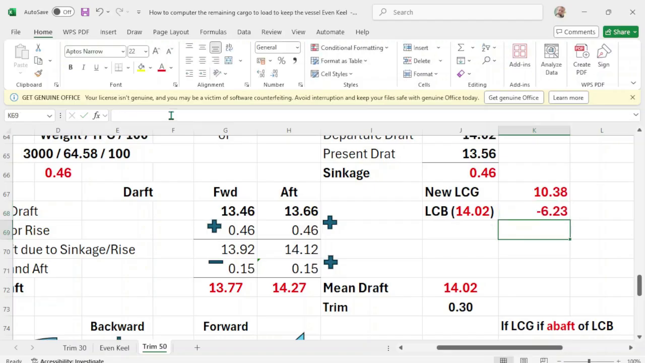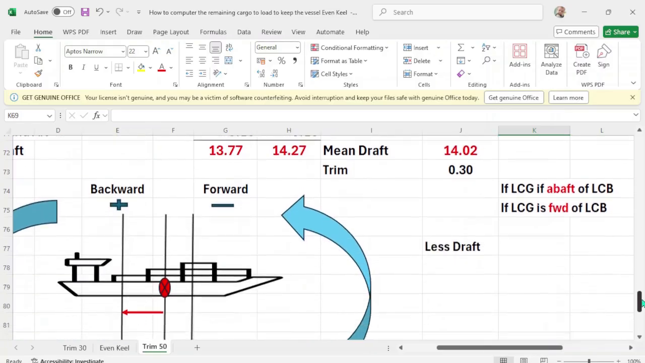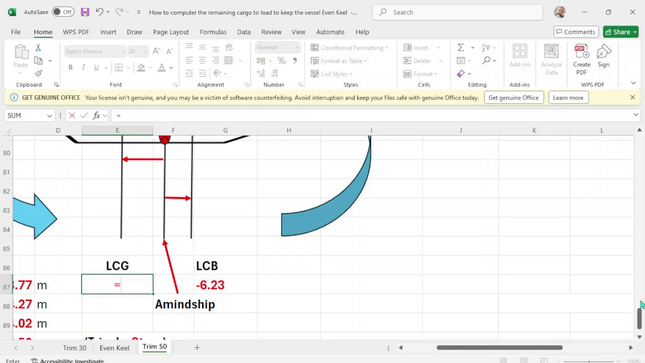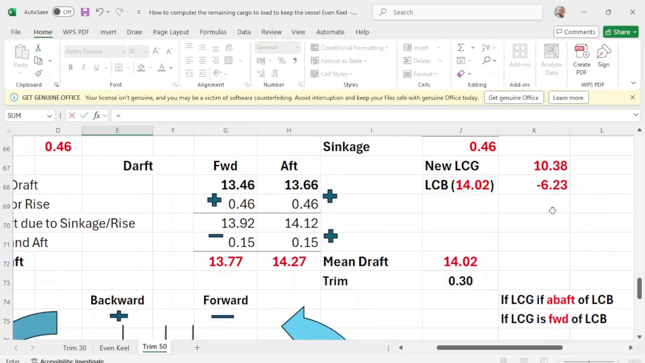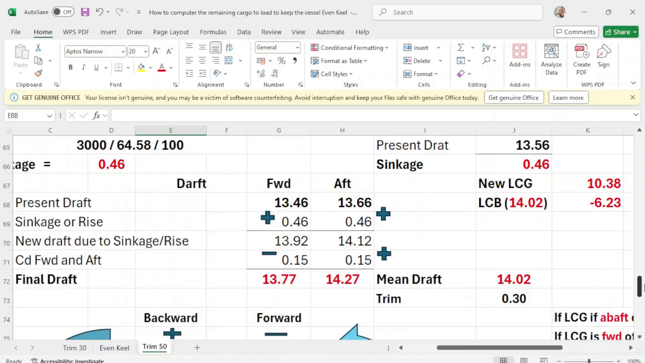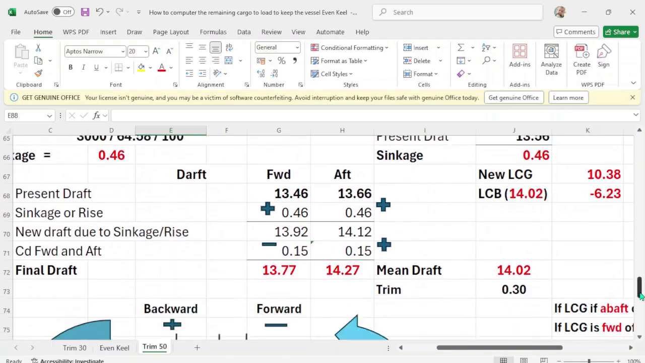Okay, so your new LCG is 10.38 and your LCB of departure drop is negative 6.23. Okay, so this will be your LCG, okay, and your LCB is negative 6.23.